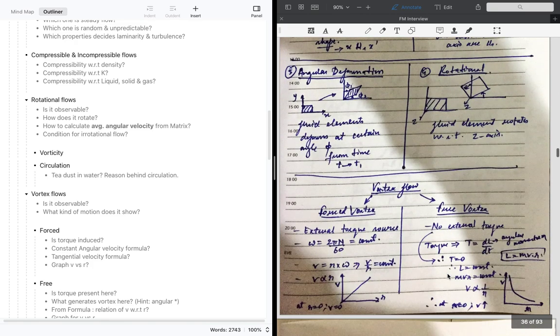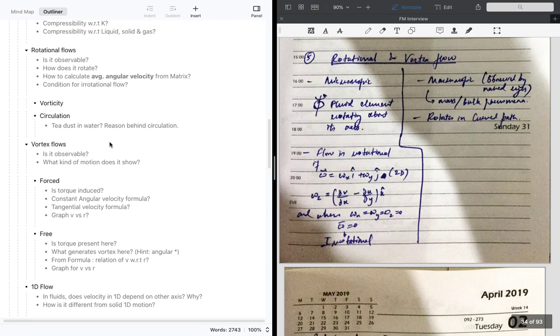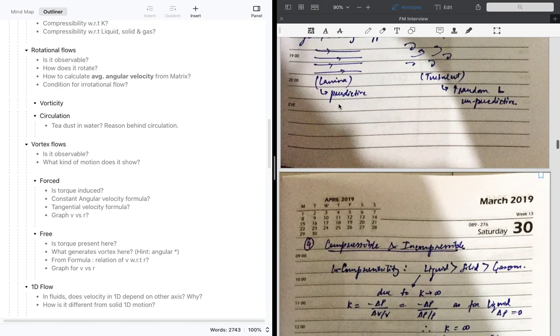So next is the vortex flow. Rotational flow, is it observable? No, it's not observable. How does it rotate? It rotates because of the circulation, and that circulation is due to the vorticity times the area loop, and vorticity is nothing but twice the angular velocity. How to calculate the average angular velocity, as we have seen from this matrix calculation?